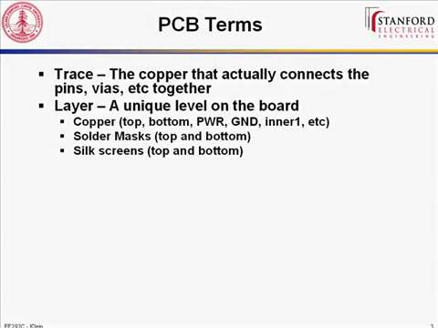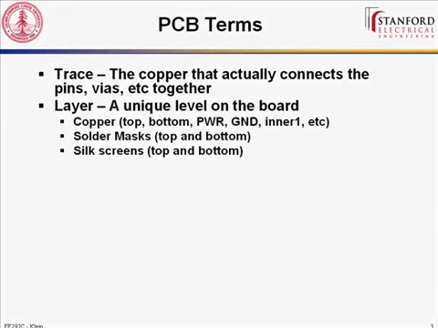Now we also have layers, and layers are basically unique levels on your board. The layers that we've already kind of mentioned before are of copper. So you have a top layer and a bottom layer, so that's the top and bottom of the board of the copper. And then oftentimes you'll have a power and a ground layer inside. And then maybe you'll have inner one, inner two, however many different signal layers you need.